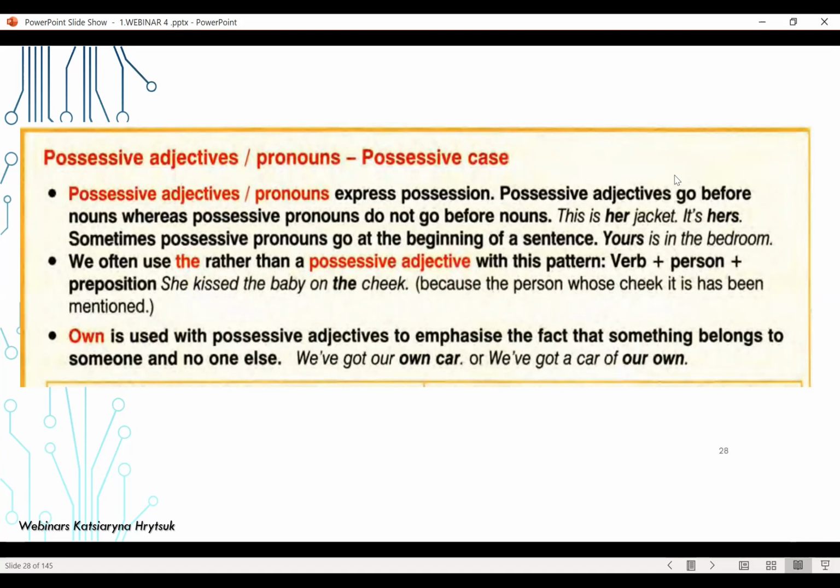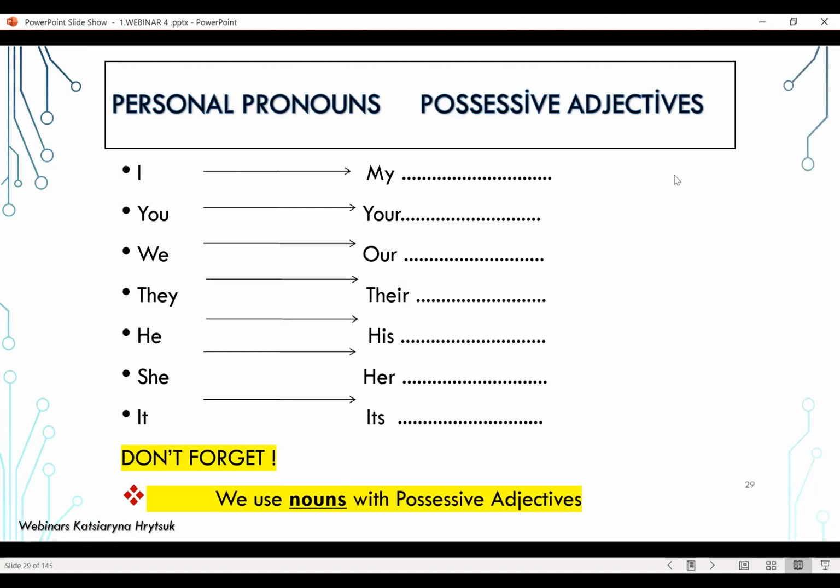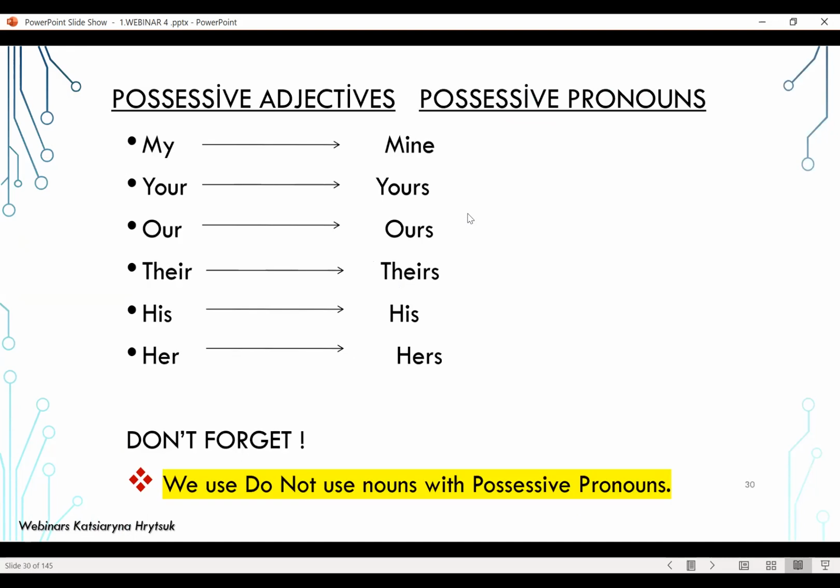Okay? Okay. So, quite easy. Personal pronouns, remember, possessive adjective. I changes to my, you to your, we, our, they, their, he, his, she, her, it, its, okay, for things. So don't forget we use nouns with possessive adjectives. So my book, your book, and so on.